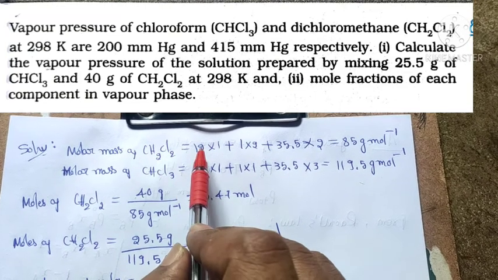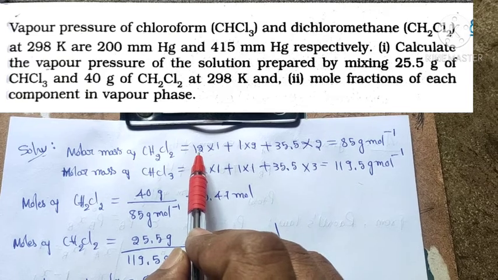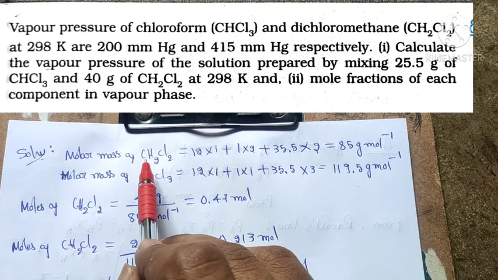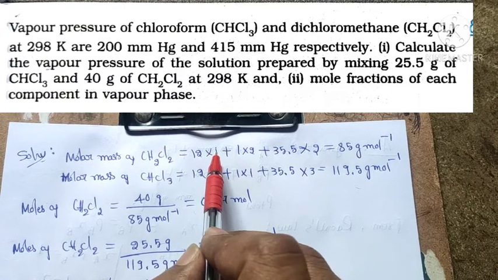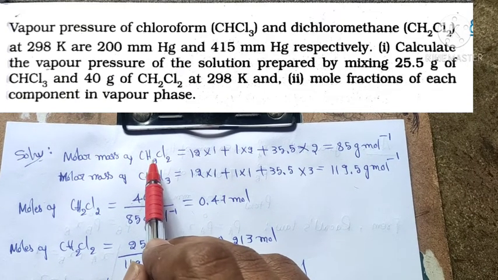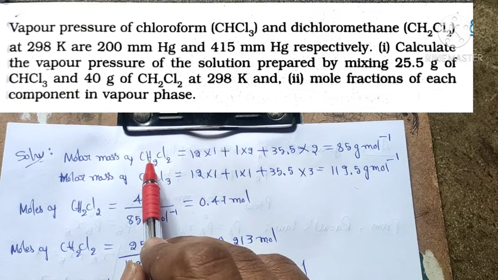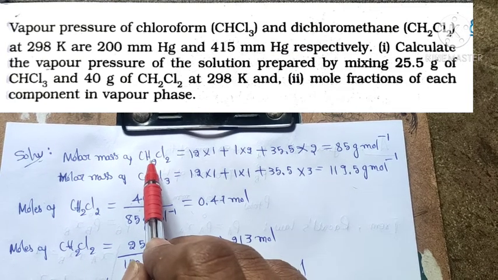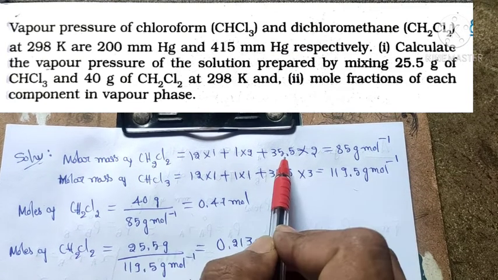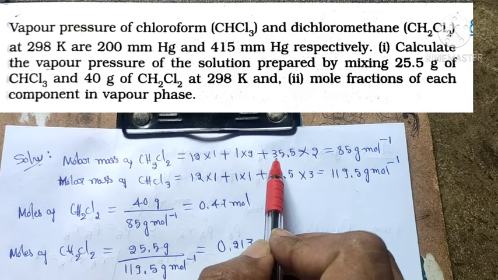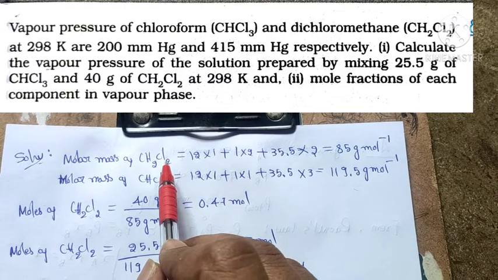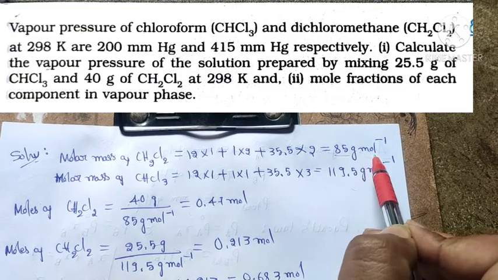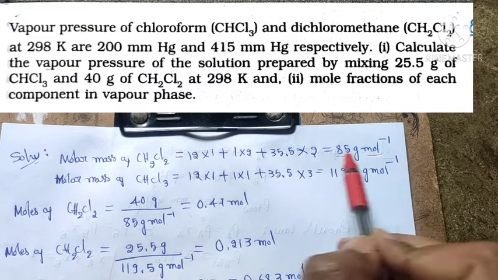So carbon having a 12 atomic weight, and there is 1 carbon. So C is 12 into 1, plus H. Hydrogen atomic weight is 1.008; we consider the round figure 1, into the number of hydrogen, which is 2. Then chlorine having atomic weight 35.5 into the number of atoms, which is 2. So overall we calculated 85 gram per mole. This is the unit, molar mass.